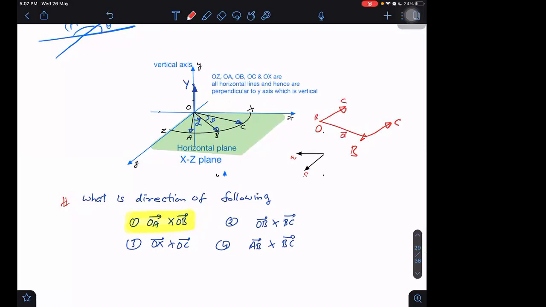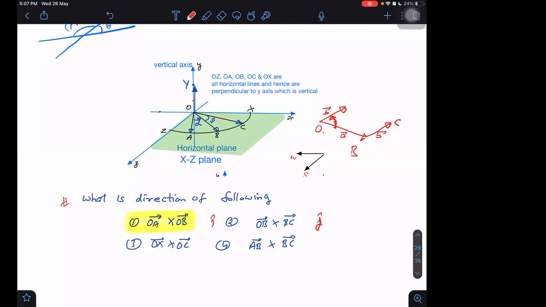Let us say this is the A vector and this is the B vector. I can shift the B vector parallel to itself. I cannot shift the point, but I can shift the vector. After shifting the vector, I can take the cross product, A cross B. Now it is clearly pointing in which direction? It is again pointing in the positive j cap direction. So this is also the j cap direction.